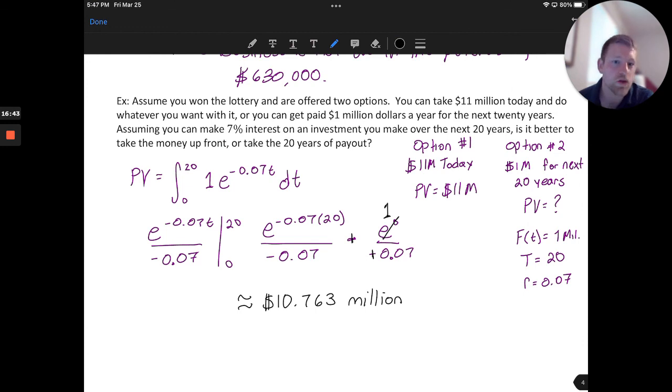So what should we conclude? Well, it's pretty clear here that $11 million presently, with the present value there, is greater than the present value of my income stream. So which should I choose? Well, this would tell me to choose the lump sum and then invest my lump sum at that 7% for the next 20 years. And by the end of that 20-year period, I'm going to have more than the income stream in option number 2.